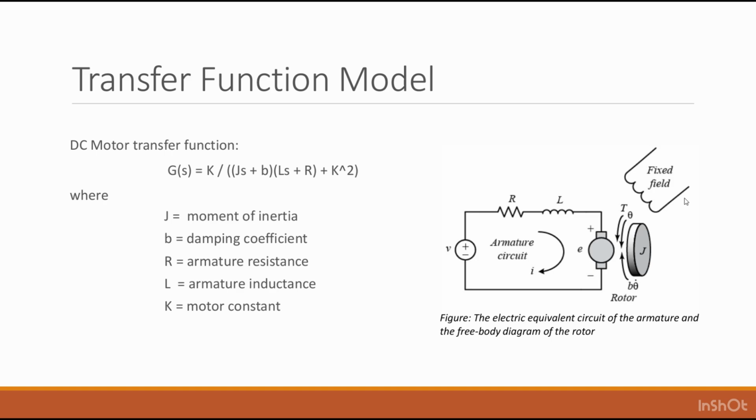The DC motor is represented using a transfer function model, which is G(s) equals K over (Js plus B) multiplying (Ls plus R) plus K squared, which describes the relationship between the armature voltage input and the motor speed output. The parameters include inertia, damping coefficient, resistance, inductance, and motor constant.